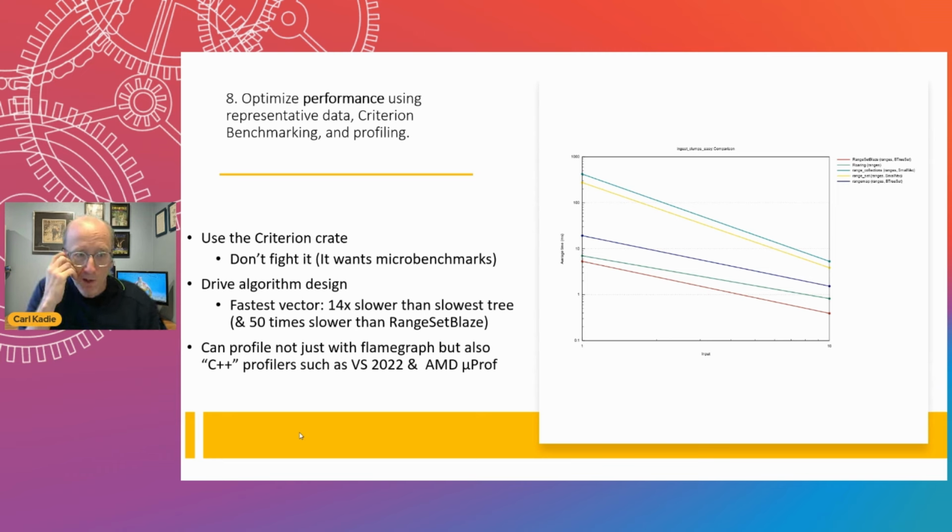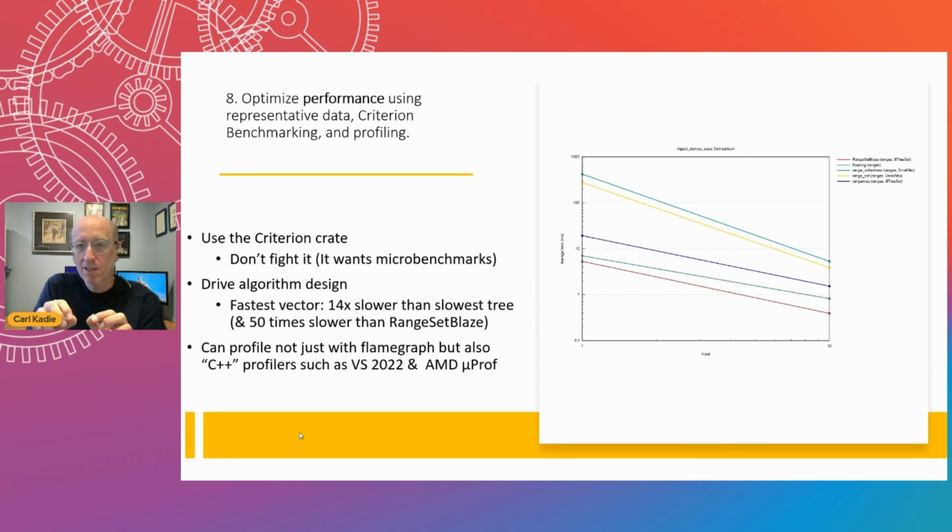You can use benchmarking to drive algorithm design. Range set blaze isn't the only range set crate available for Rust. There are several. I benchmarked many of the candidates.